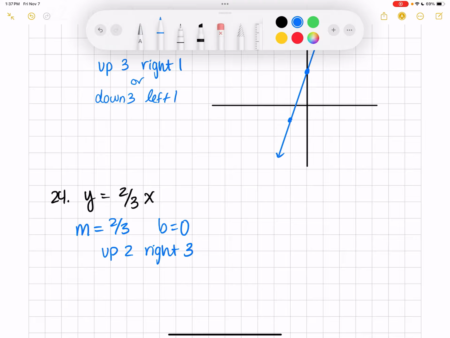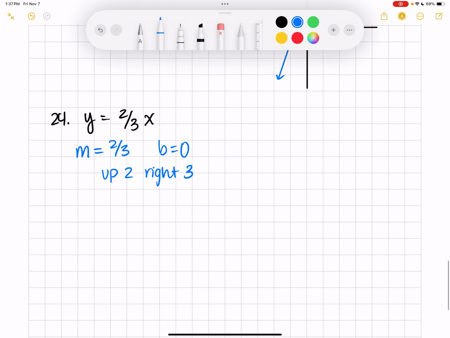Yep. What's so funny? All right, so I'm going to set up my graph again.